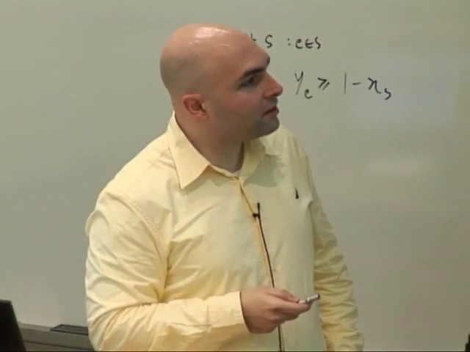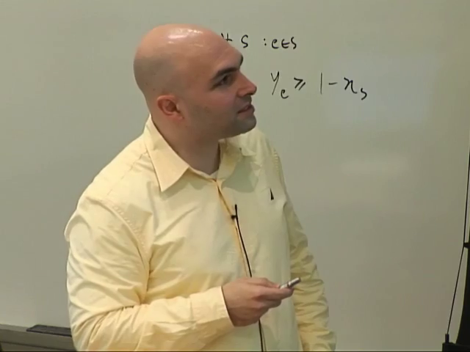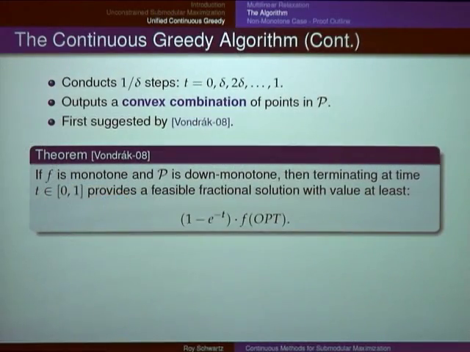So what did Vondrák prove? This is not exactly the original statement, but it can be written this way, and it will be convenient in our setting. If f is monotone and P is down-monotone... what do I mean that the polytope is down-monotone? Since we are in a maximization problem, this is essentially a packing problem, so you can always choose less and still be feasible, because the objective is to maximize something.